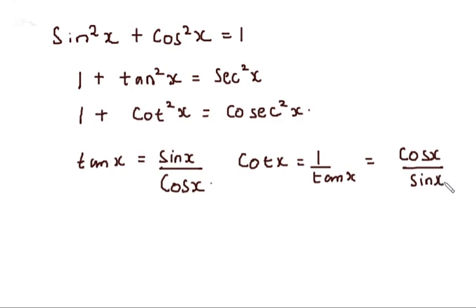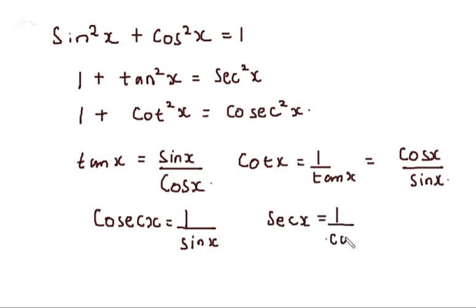Cosec x is equal to 1 over sine x, and sec x equals 1 over cos x. You need to know these relationships to solve problems related to trigonometric identities, or verifying trigonometric identities.